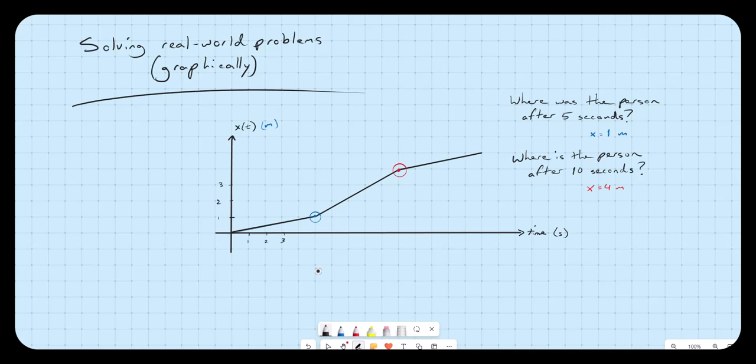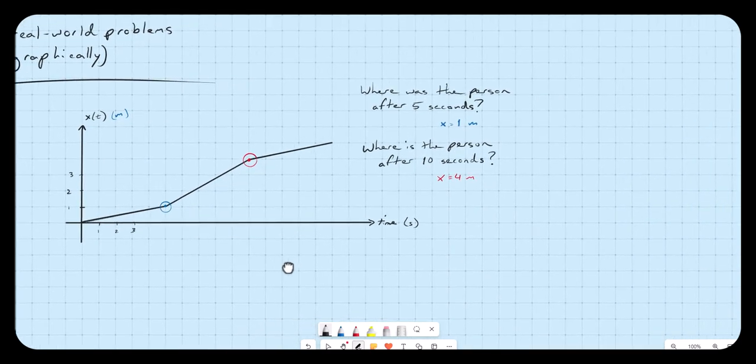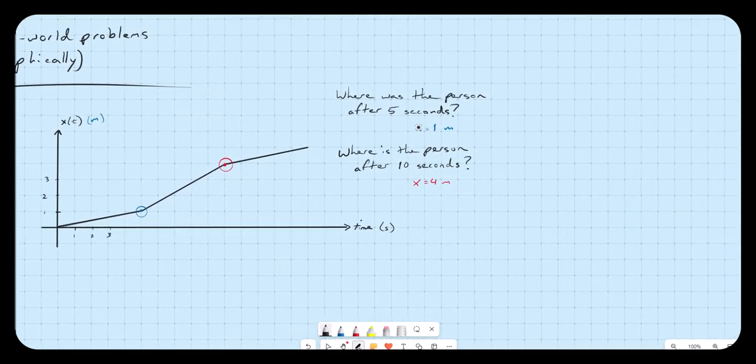And then I can ask a question that's something like this. I've already done separately the backwards thing, right? Like, at what time is this person at x equals 5 meters? Actually, let's do that. So I'm asked when. Because I'm asked when, I know I'm looking for the time, so I'm looking for the horizontal variable when x is 5 meters.